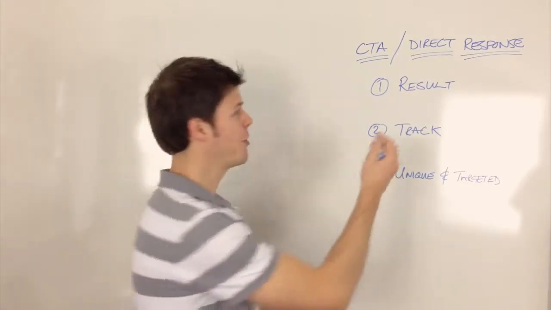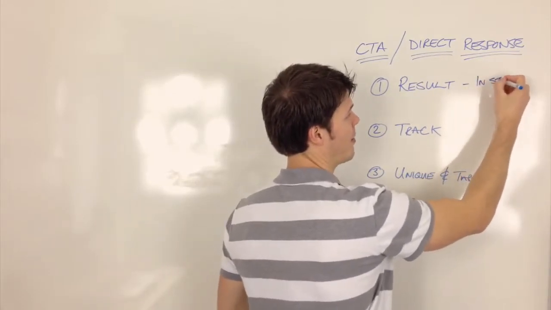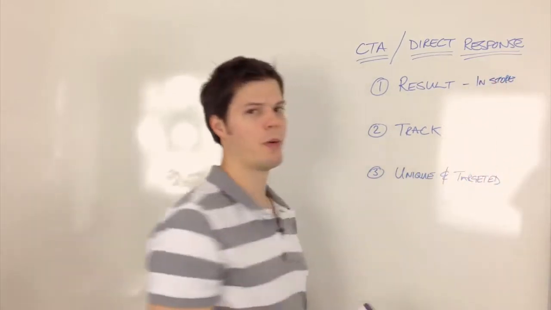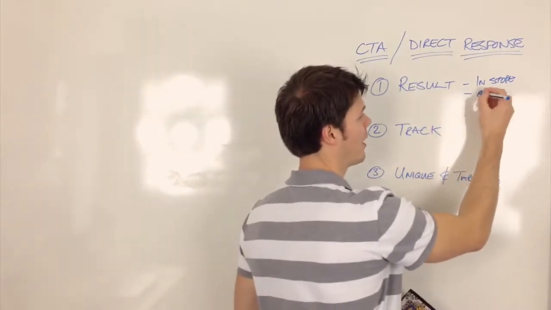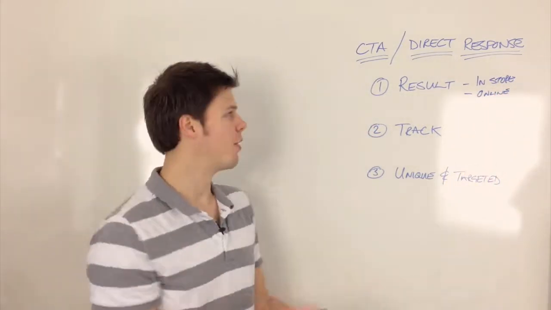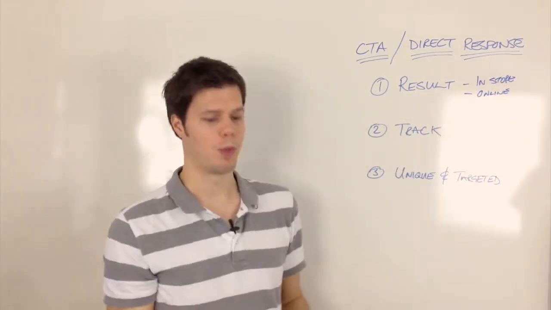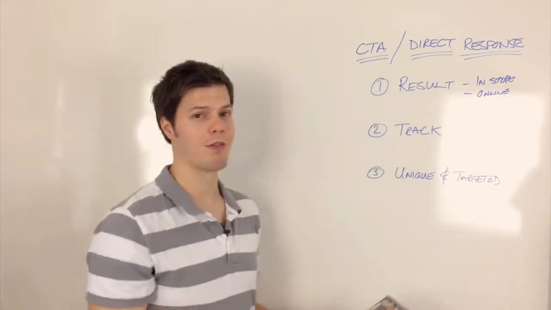So, for example, for a result here, you're either going to want them to come into your shop. So like, for example, it would be an in-store. You want to make sure they come and bring this into your store, or it'd probably be online, okay? So they want to go to your online shop. So you've got two results there. There's just two examples of how this is going to work. So make sure your ad has a result or a goal.